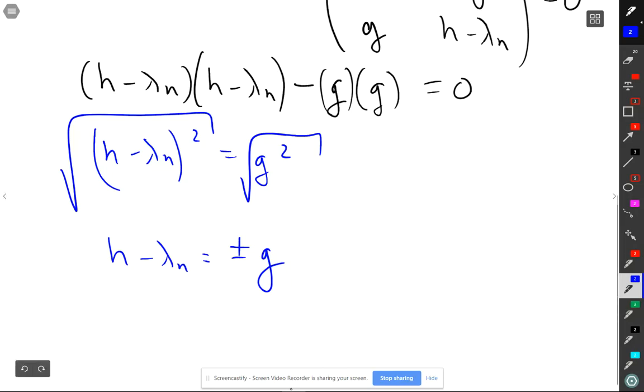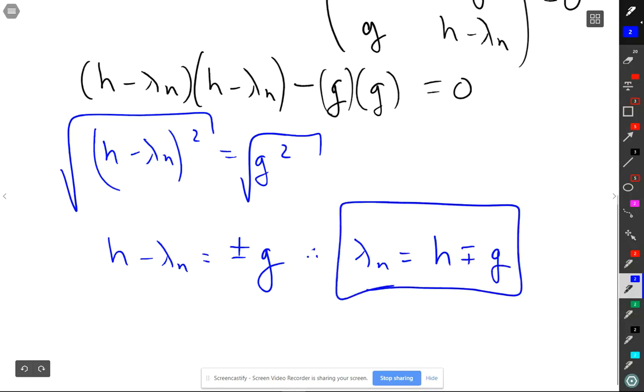And so if we solve this for lambda, I was technically correct, so I put minus plus g. There's nothing to say which one's which, so it doesn't matter. So we have two different eigenvalues here. We have lambda, and I'll call it lambda plus. That makes life easy. Lambda plus equals h plus g, and lambda minus equals h minus g.